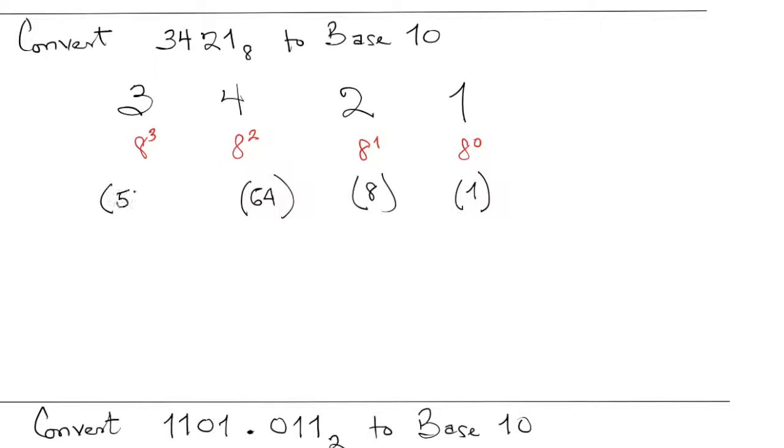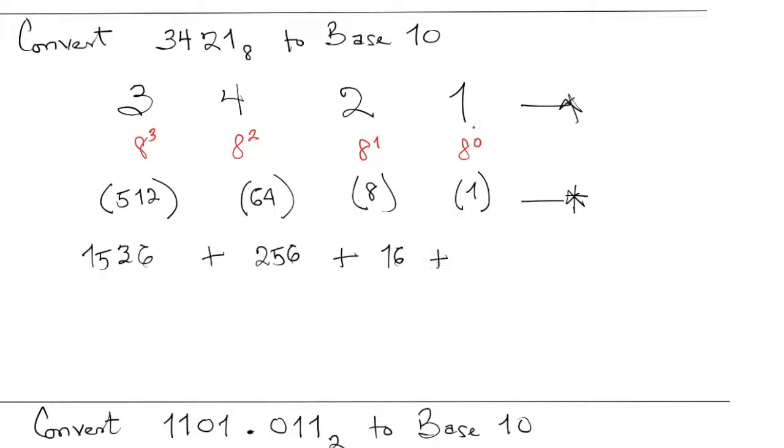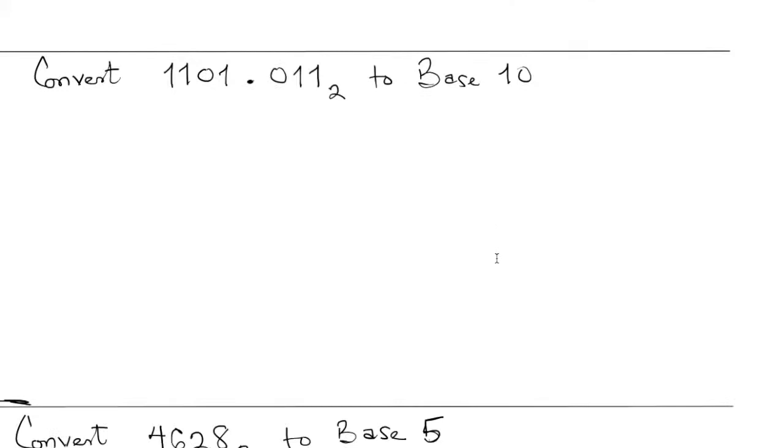So we multiply the values of the first row with the values of the third row. 3 times 512 is 1536. Plus 4 times 64 is 256. 2 times 8 is 16. And 1 here. If you add all this together, you have 1809 base 10. So 3, 4, 2, 1 in base 8 is equal to 1809 in base 10. I hope that's clear.